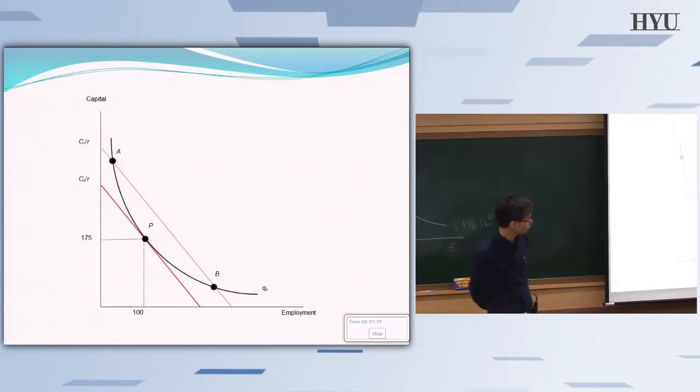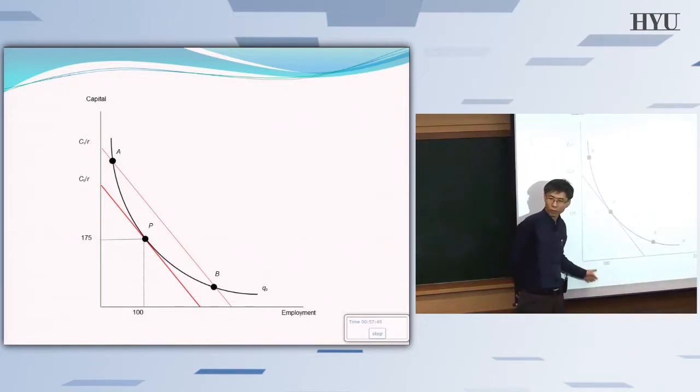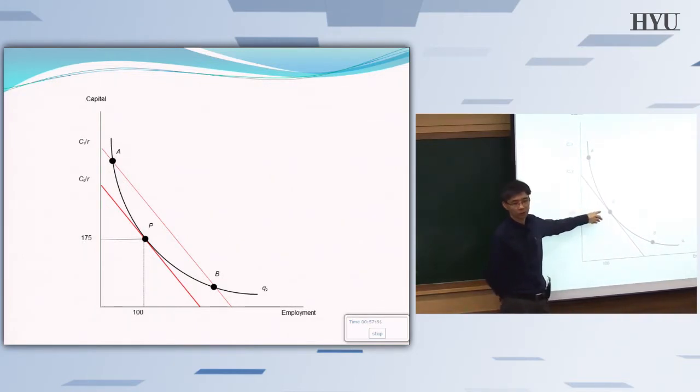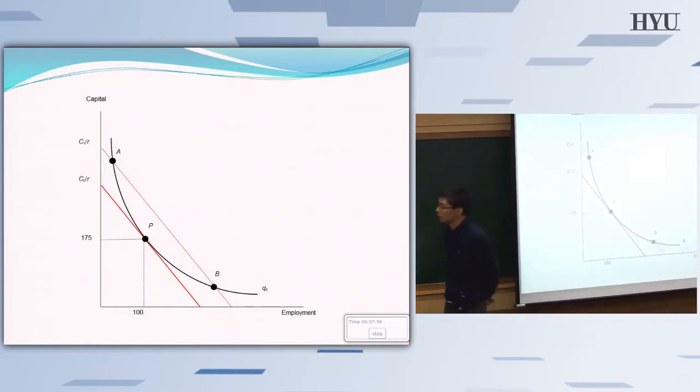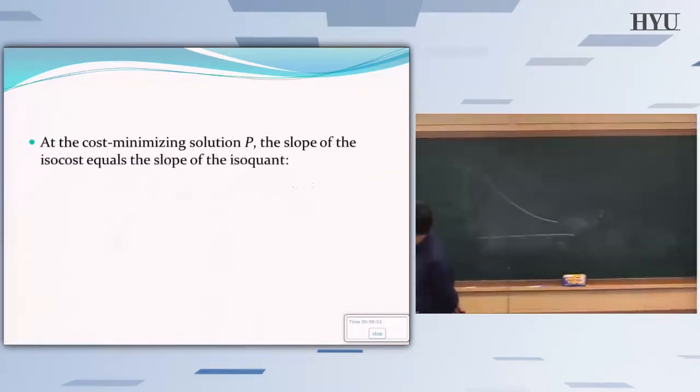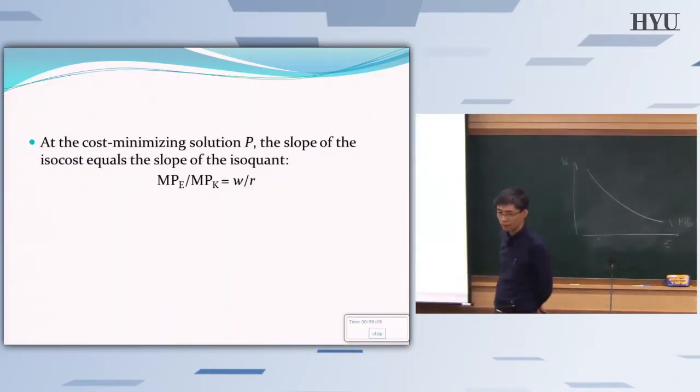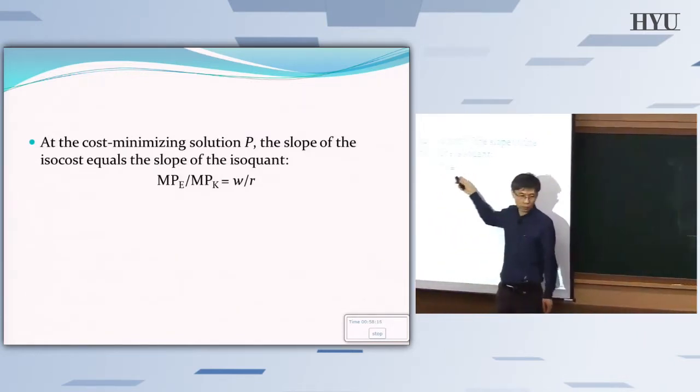So the firm will equalize the 2 slopes and find out that, okay, 100 units of labor, 175 units of capital. This is the cost minimizing way of producing Q0. So that is the choice. MRTS equals W over R, or we can say MPL over MPK equals W over R. This is the slope of the isoquant and the slope of the isocost.